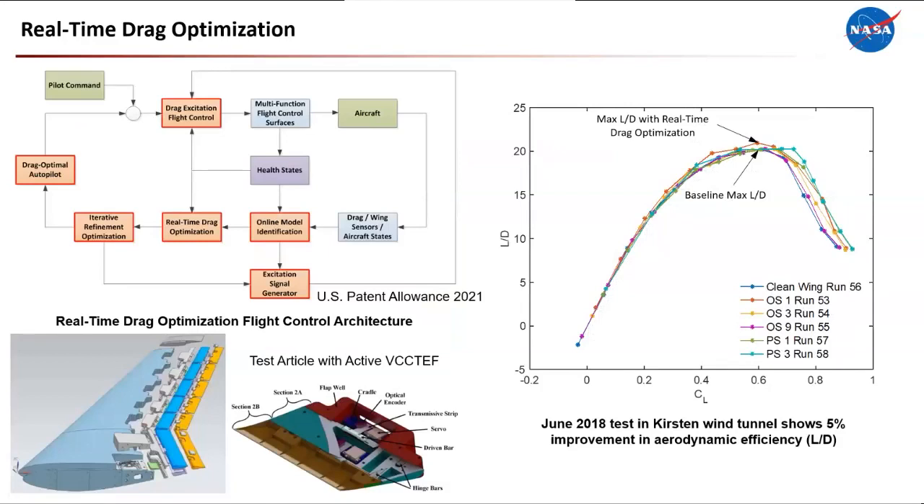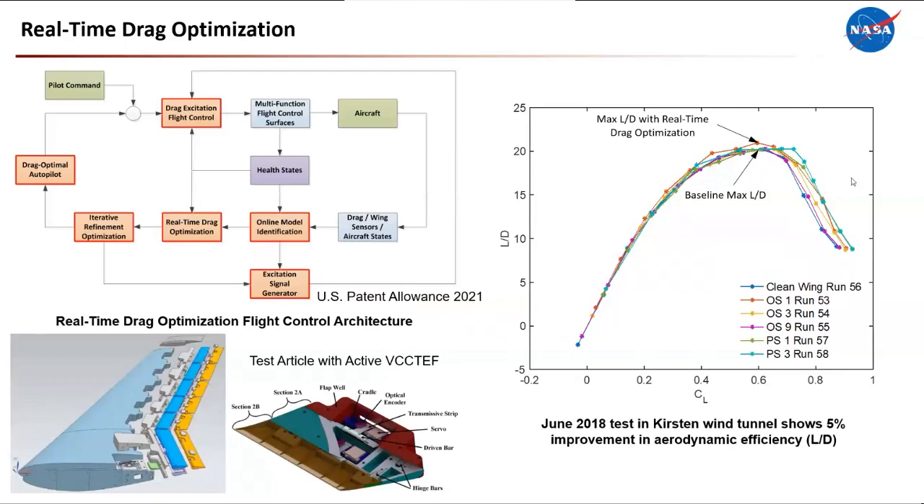The other thing that we were also working on during that effort is to explore the idea of doing real-time drag optimization. A lot of the time we do drag optimization offline, and aircraft companies do that. They have a table lookup, they upload it to the FMS. They figure out how to fly that airplane so that it burns the least amount of fuel.